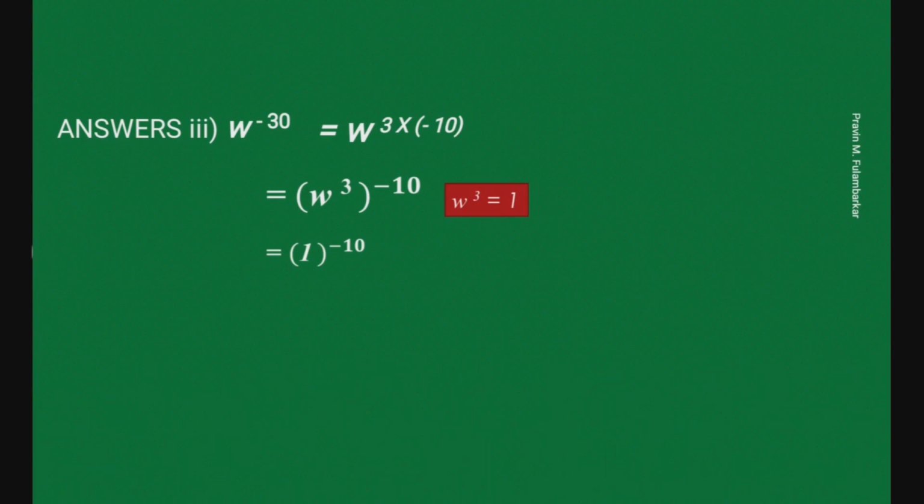We know that 1 raised to the power any number we get 1. So we write this as 1. So omega raised to the power minus 30 equals to 1. So this problem you can solve by writing the power in positive form. That means omega raised to the power minus 30 can be written as 1 upon omega raised to the power 30. So you get the same answer.